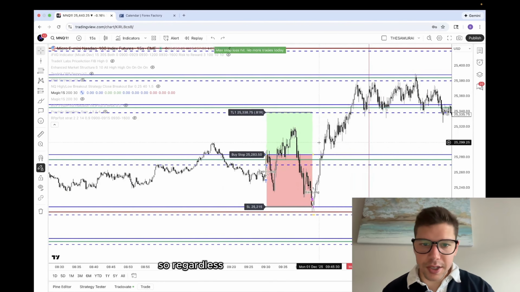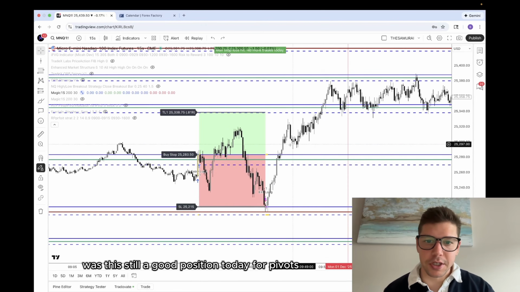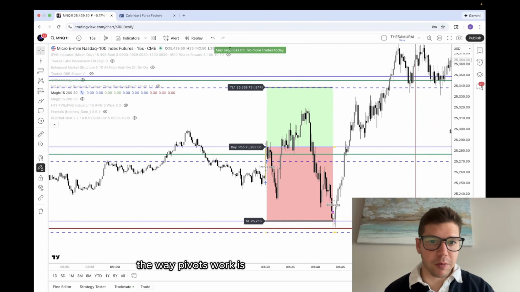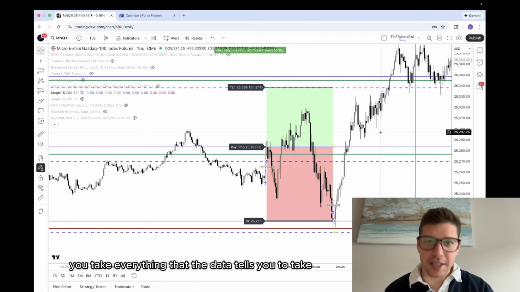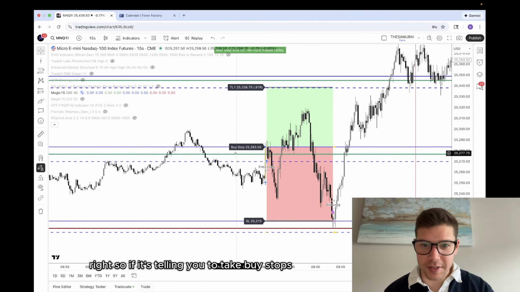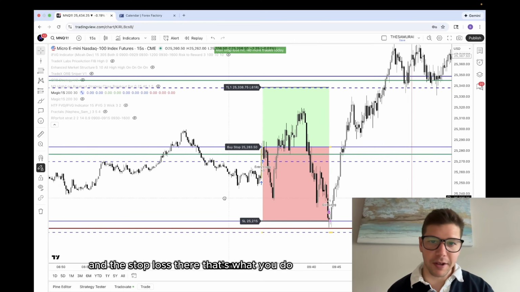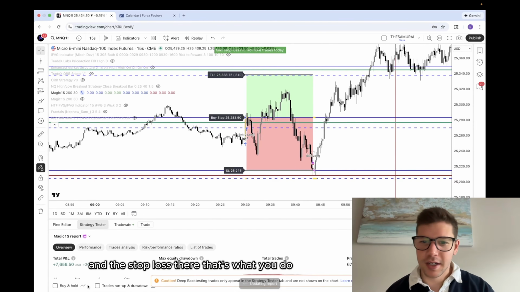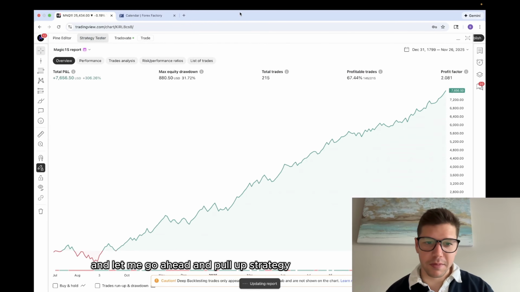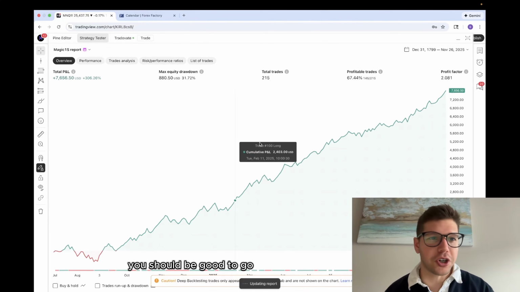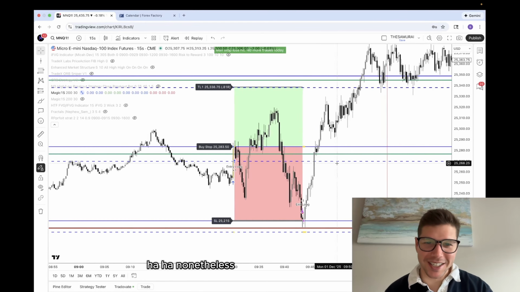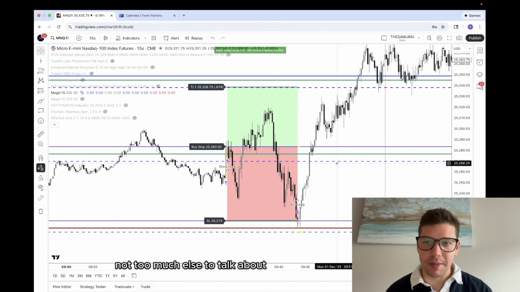Regardless, was this still a good position today for pivots? The way pivots work is you take everything that the data tells you to take. If it's telling you to take buy stops, to hit the take profit here and the stop loss there, that's what you do. Let me pull up Strategy Tester and show you. As long as you follow it, you should be good to go. Nonetheless, this was pivots today, not too much else to talk about.